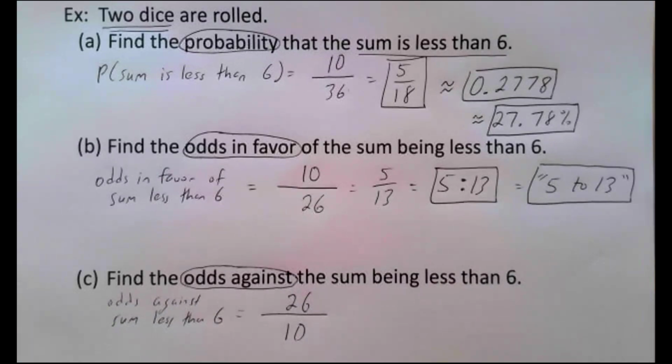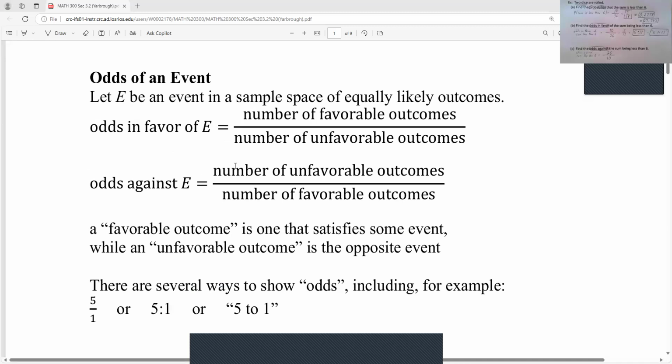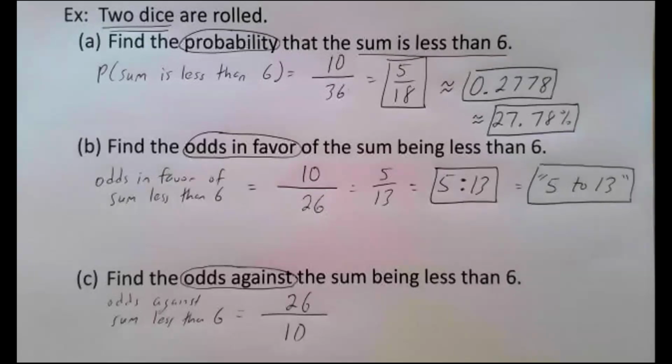So that's the difference. Odds in favor has favorable on top, unfavorable on the bottom. Odds against has unfavorable on top, favorable on the bottom. Reduce this just like normal, divide top and bottom by 2. This time we get 13 over 5. Now it's an improper fraction.